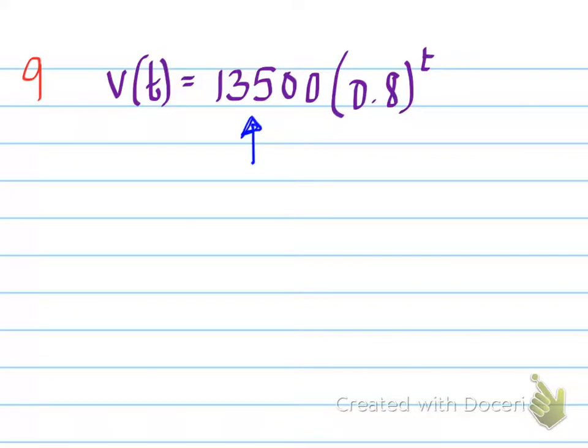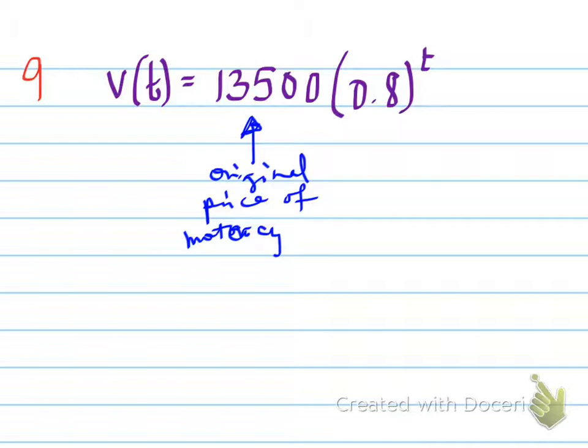All right, question number 9. It talks about the value being 13,500, which is the original amount that the product is worth. Then you're going to look at a decrease percentage. How much do you lose on the car? Well, as soon as you drive it off the lot, you start losing.